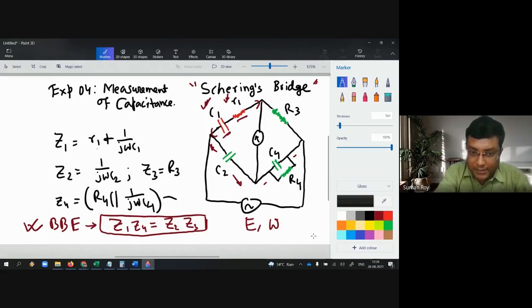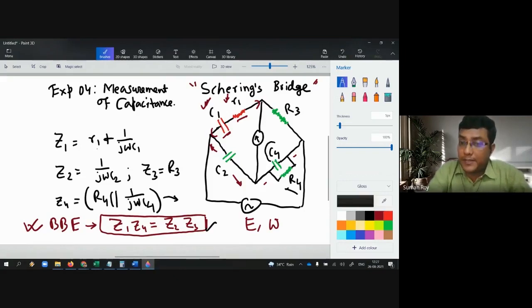I am not simplifying it now; I will show you how to derive this equation later on. As of now, just understand that since there are two components, R4 and C4, connected in parallel, we are applying the formula R4 parallel to 1 by j omega C4. Now consider the second arm of this bridge, which contains only one capacitance, so it will be straightforwardly 1 by j omega C2. And for the third arm, the impedance is very simple, it will be only R3.